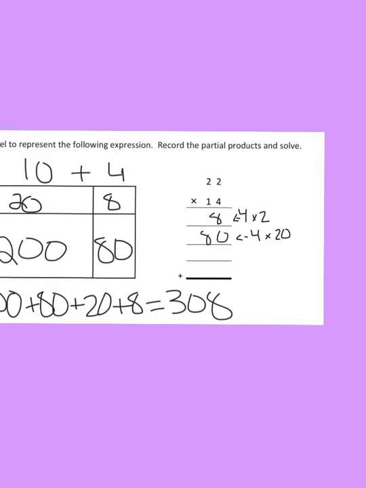Then we'll move on to the tens place. Now this is a tens place because we're ignoring this 4 and we broke it down into 10 and 4. So now we're going to just represent this as a 10. So we have 10 times 2 to equal 20. And we have 10 times 20 to equal 200.